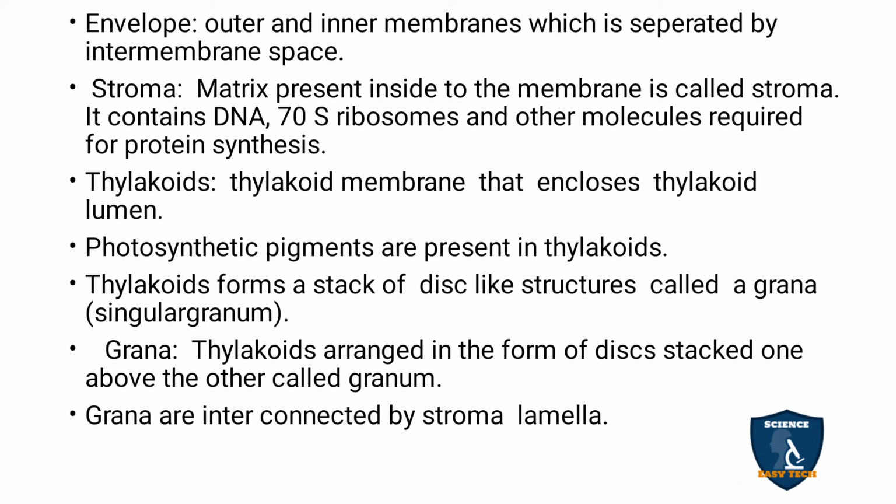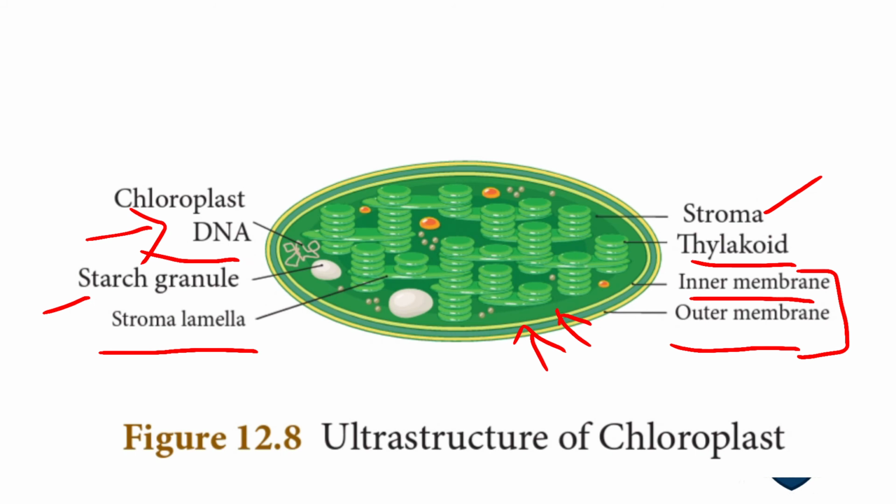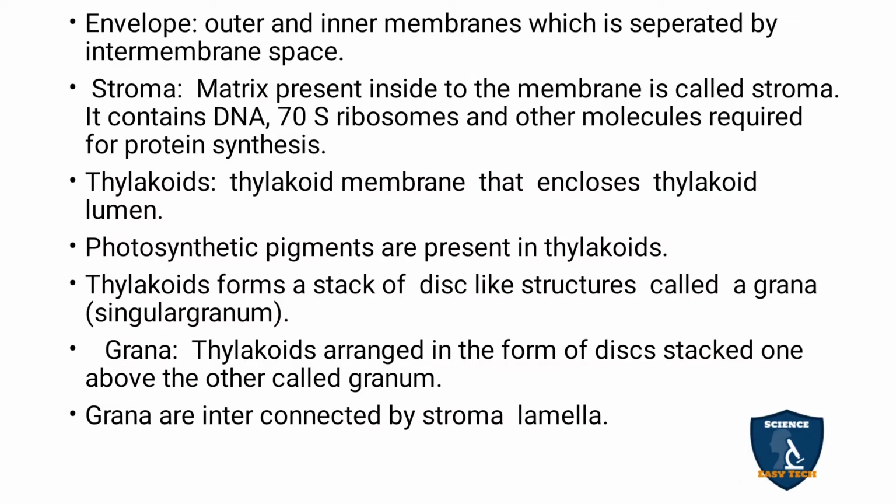And as I said, in the thylakoids only the photosystem pigments are present. So the photosynthetic pigments, chlorophyll A and B, are present in the thylakoids. They form a stack-like structure, like coins arranged, one rupee coins arranged one above the other. Like that it is present. That is called granum, grana. Singular granum, plural grana. So they are arranged one above the other.